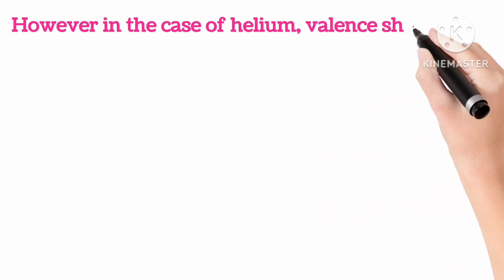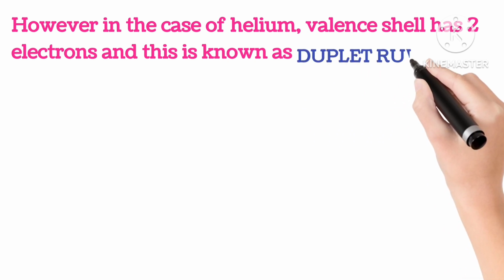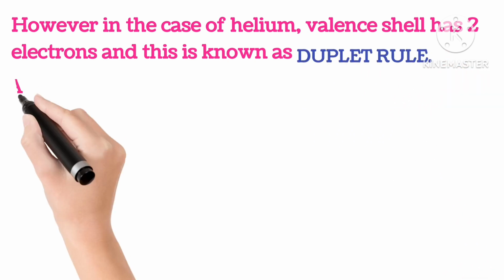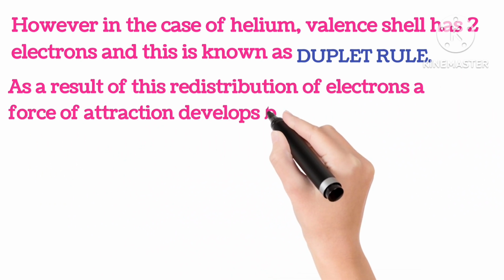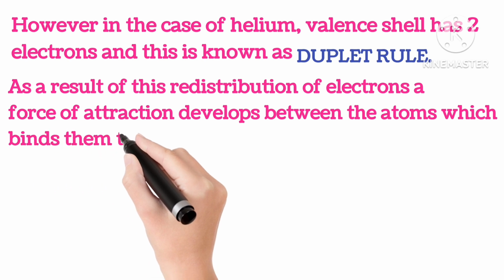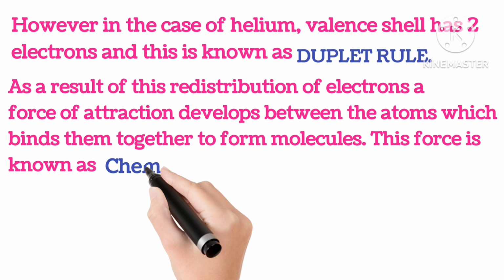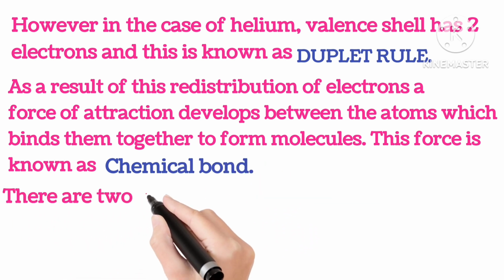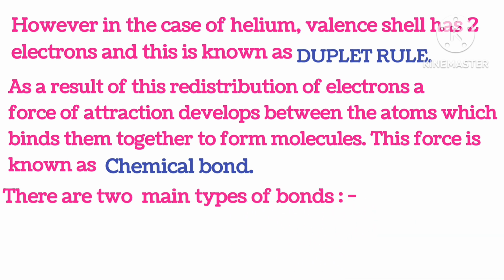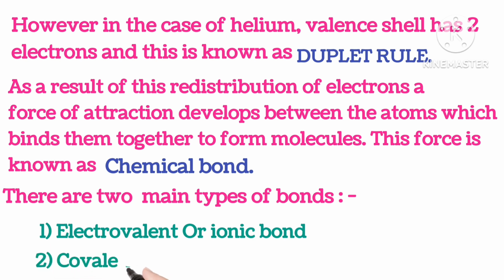However, in case of helium, valence shell has 2 electrons and this is known as duplet rule. As a result of this redistribution of electrons, a force of attraction develops between the atoms which binds them together to form a molecule. This force is called a chemical bond. There are 2 main types of bonds: electrovalent or ionic bond and covalent or molecular bond.